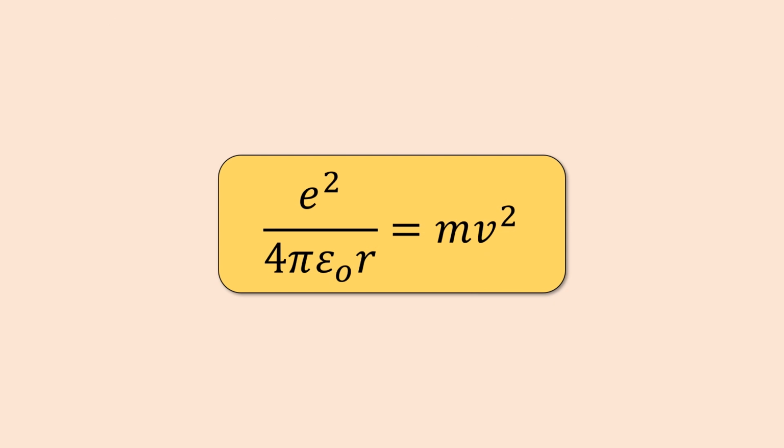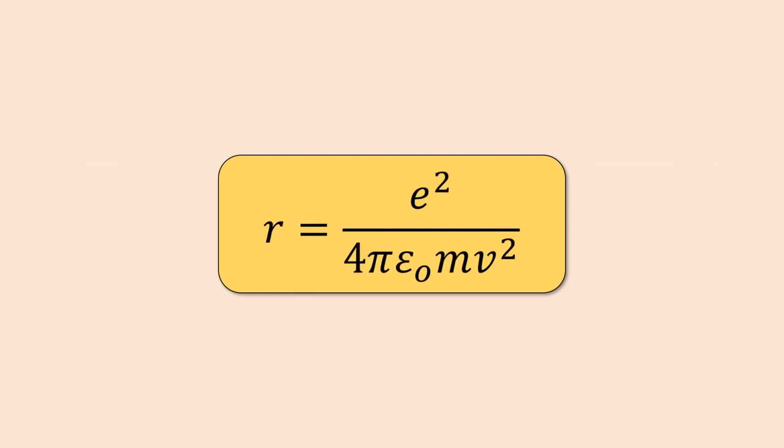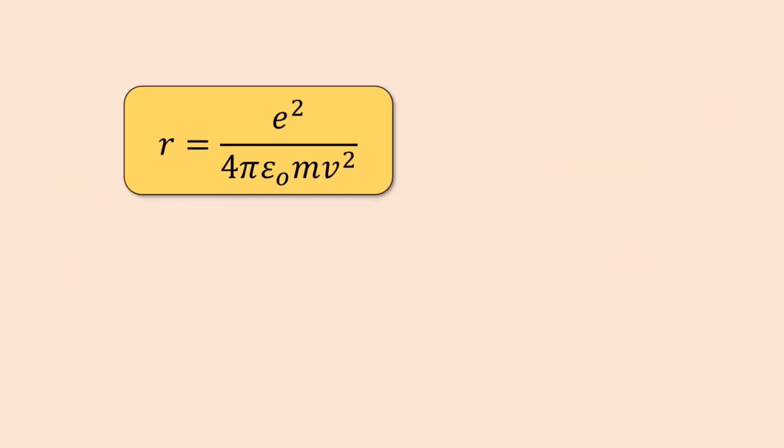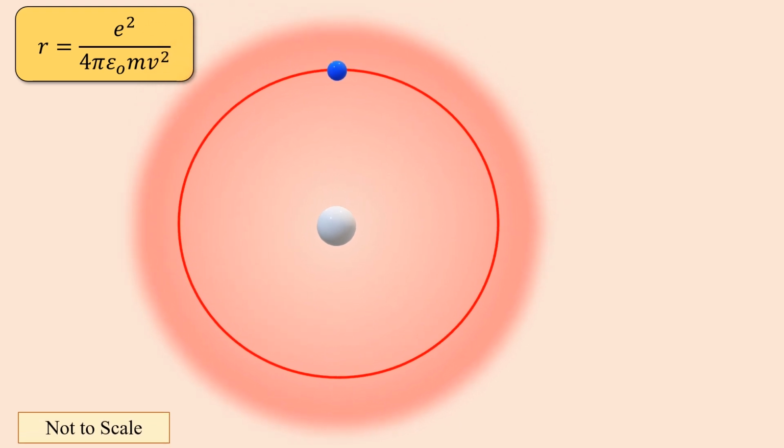Now, let's solve for the radius. I'll multiply both sides by r over mv squared. Here's the equation for the radius of the orbit. Let's set this equation aside and we'll return to it in a moment. So far, I'm using classical mechanics to describe the electron's orbit. However, classical mechanics predicts this electron will spiral into the nucleus, emitting all its energy.